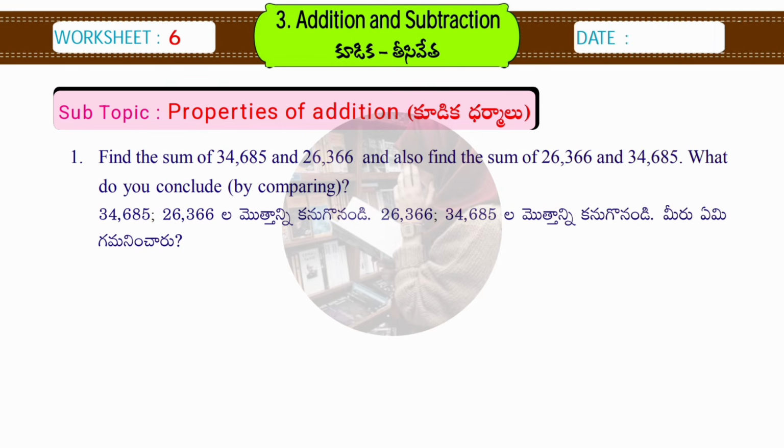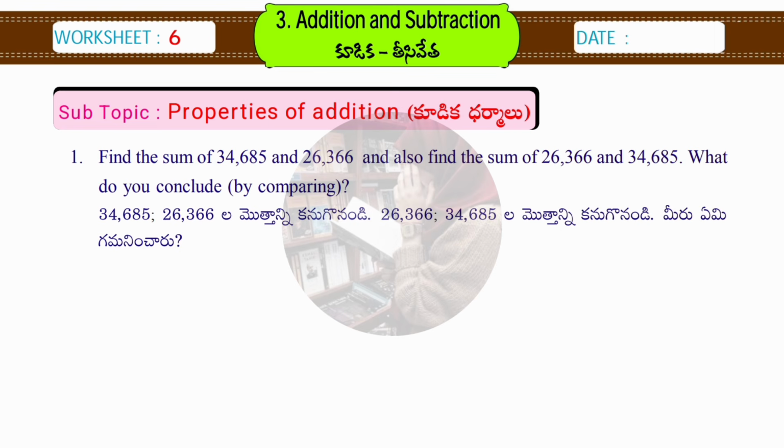Okay guys, now we'll move to the sixth worksheet, that is worksheet number 6. Here the subtopic is properties of addition. Let's see, here some questions are given, we need to solve them. So the first question is, find the sum of 34,685 and 26,366, and also find the sum of 26,366 and 34,685. What do you conclude by comparing?